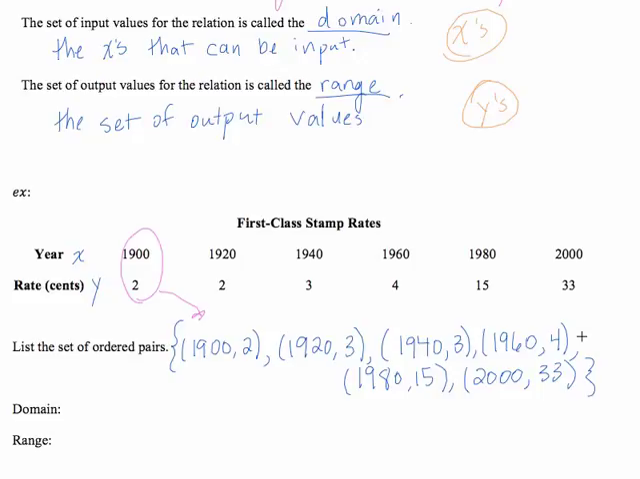The domain is the set of input values. In this case, the input values are 1900, 1920, 1940, 1960, 1980, and 2000. And that's it. There are no other input values in between 1900 and 2000. So we would have to explicitly list them out because, for example, the year 1910 is not an input value, so we can't just say x between 1900 and 1920. We really have to list them out.